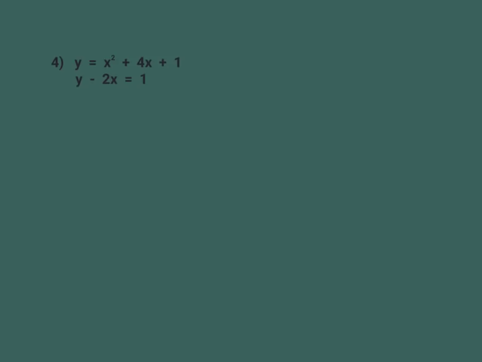But if you take a look at the first equation in number 4, y here is already by itself. Y is equal to x squared plus 4x plus 1. So since y is by itself, we can take what y is equal to, and we can substitute it in for y into the other equation. So instead of having y minus 2x equals 1, we'll have all of this minus 2x equals 1.